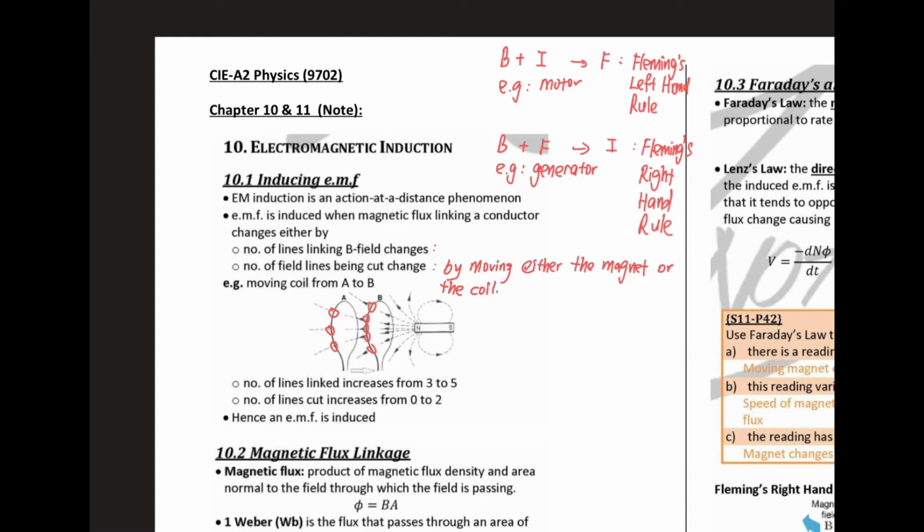Okay, whereas this one, the first one, in what situation do we have this? Number of lines linking magnetic field changes. So for example, you don't use a permanent magnet, you use an electromagnet. For an electromagnet, the strength is affected by current. So you increase the current of the electromagnet, and then the magnetic field is getting stronger. Then when it's stronger and stronger, the magnetic field lines are getting more and more. So there is a change in the magnetic field lines.